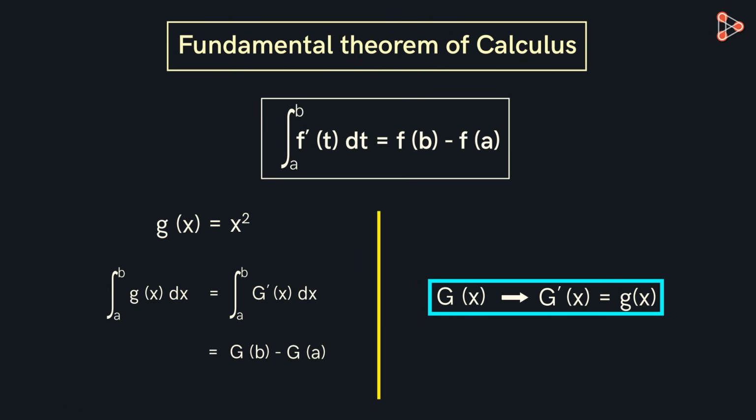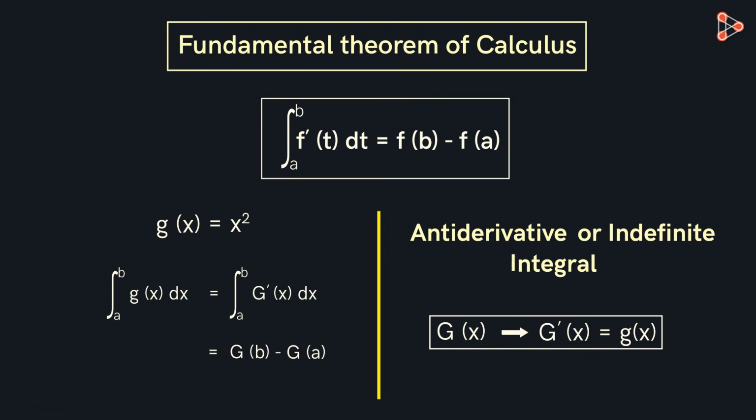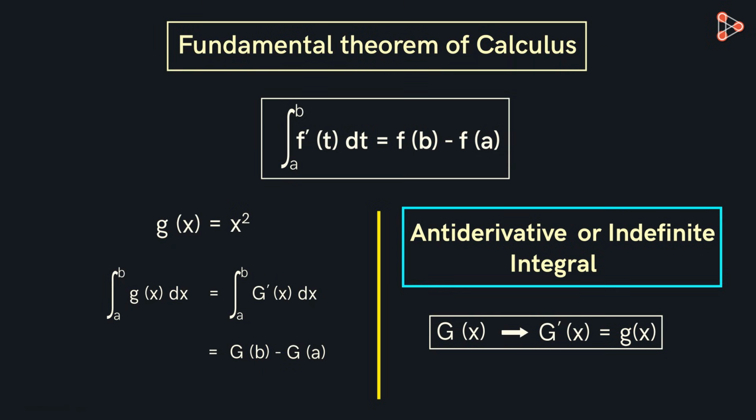So we can see that we just have to find the function capital G of x. This function is such that its derivative is equal to g of x. Can you find this function? Share your thoughts in the comment section below. Such a function capital G of x is called the antiderivative or the indefinite integral of the function g of x. In the next video, we will see what this means and also find this function capital G of x.